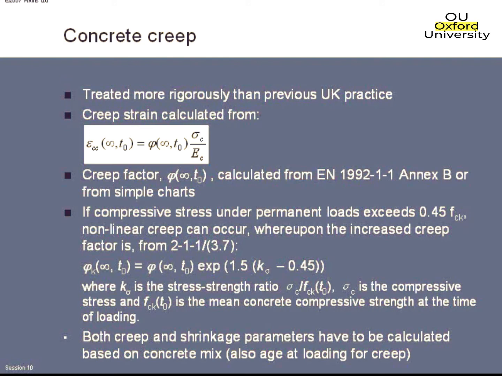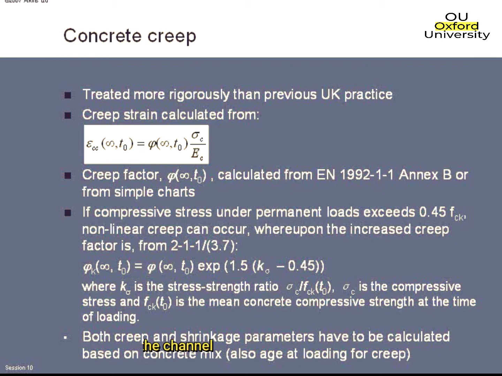Long-term losses: we come back to needing to work out what the losses are going to be from creep, shrinkage and relaxation. Starting with creep, we've said several times that creep is treated in a more rigorous way in the Eurocodes. To calculate our creep losses, we need to calculate the creep strain from the expression on the screen. That's just saying the creep strain is the elastic strain times a creep factor. We get the creep factor either from some simple charts in the main body of Eurocode 2 part 1.1, or from some formulae in Annex B, if we want a slightly more accurate answer.